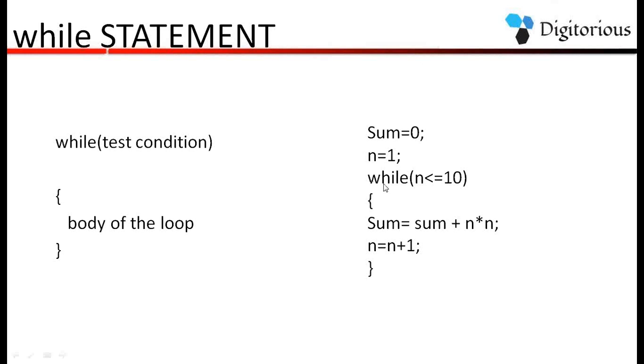Now when the compiler encounters the while keyword, it will first check the test condition. It will find the value of n, which is 1. It will check the test condition, 1 is less than or equal to 10, which comes out to be true. As soon as this test condition evaluates to true, it will move inside the loop and execute the statement sum = sum + n * n. Next, it will increase the value of n by 1. That is, the value of n changes from 1 to 2.